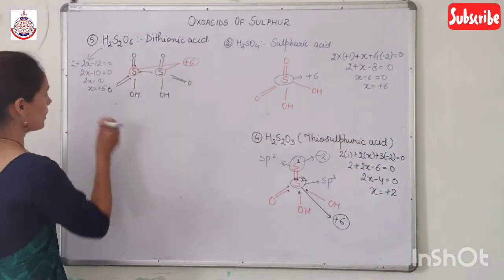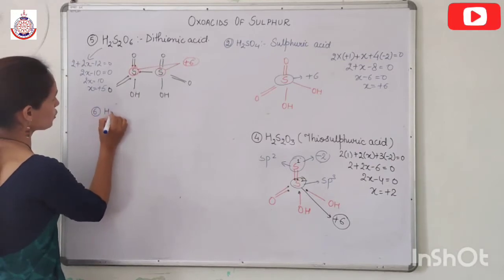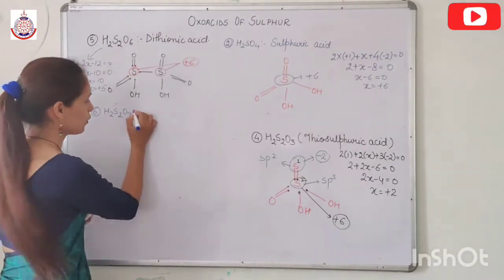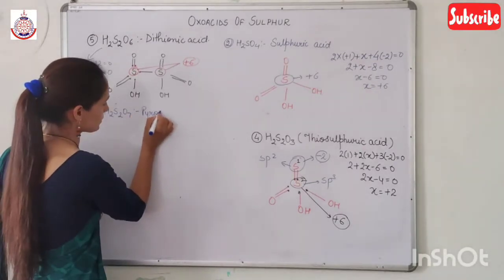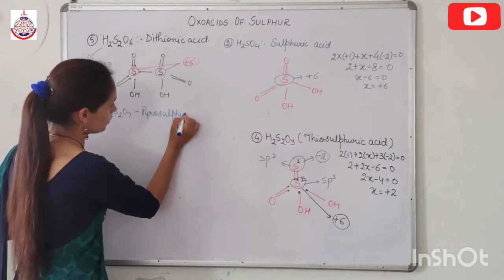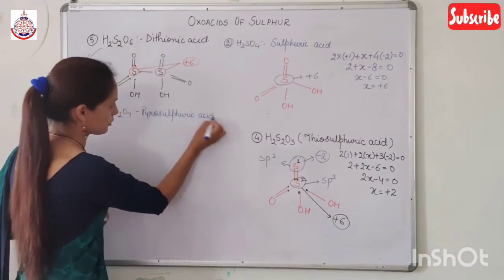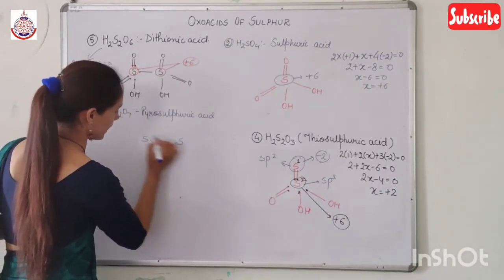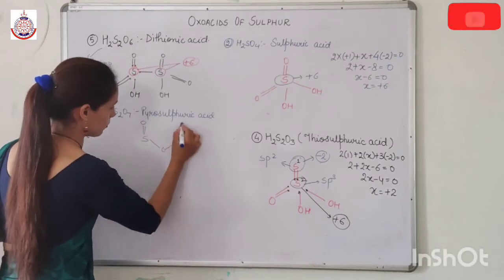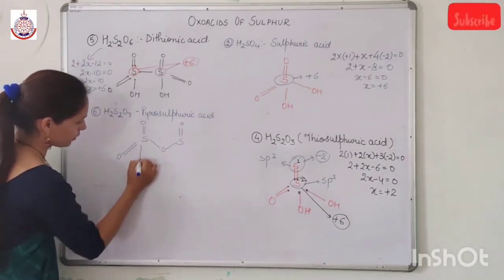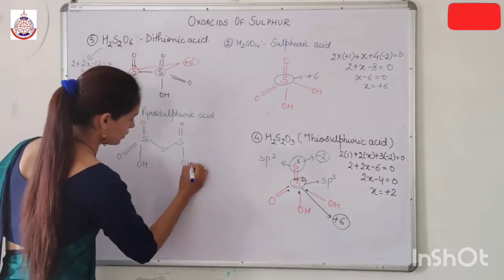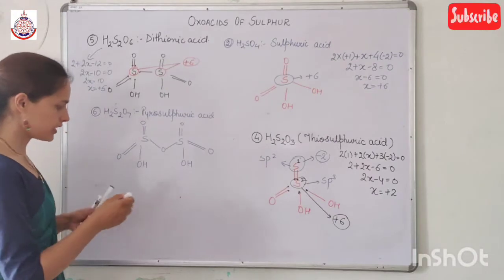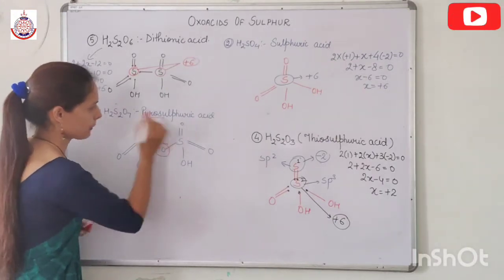Now, sixth one, that is H2S2O7, which is pyrosulfuric acid. Now its structure becomes S, O, S, double bonded O, double bonded O, double bonded O, OH, OH, double bonded O. Clear? And because of this linkage, it is pyro.